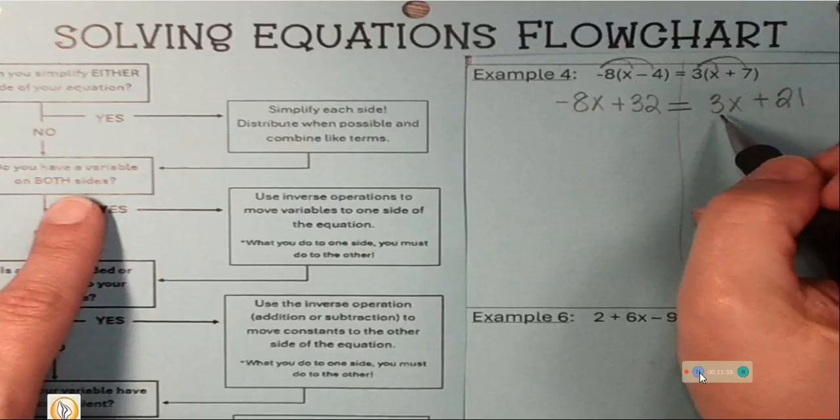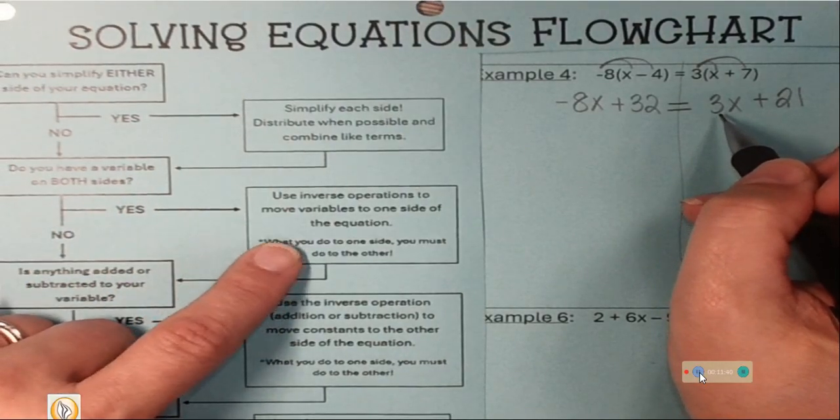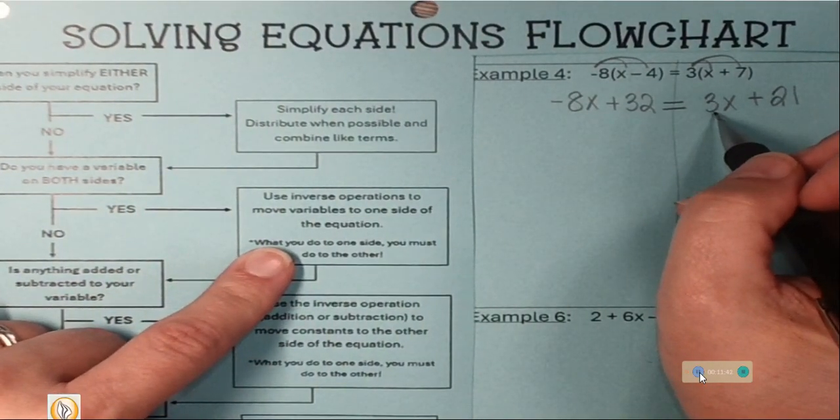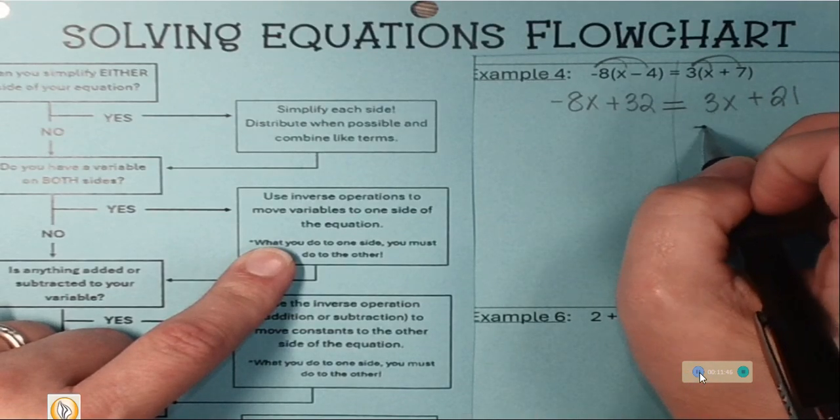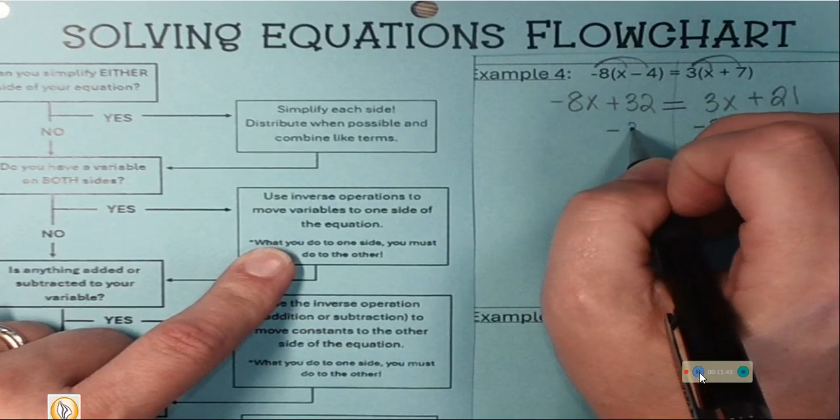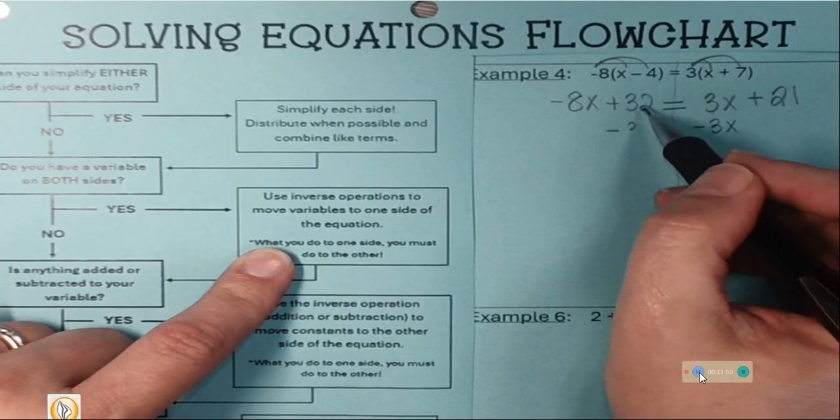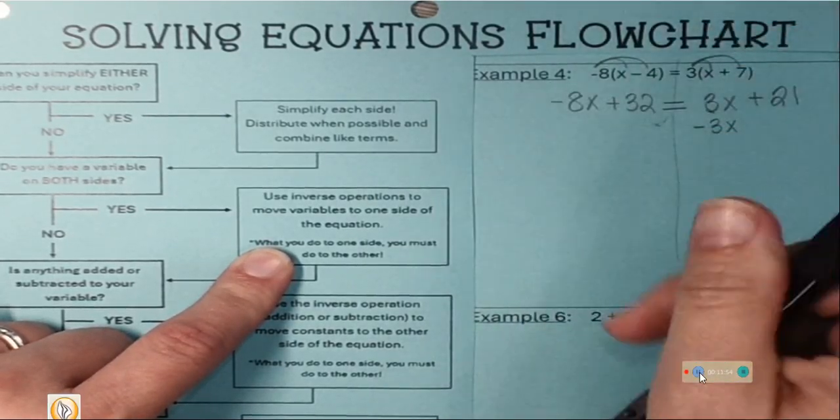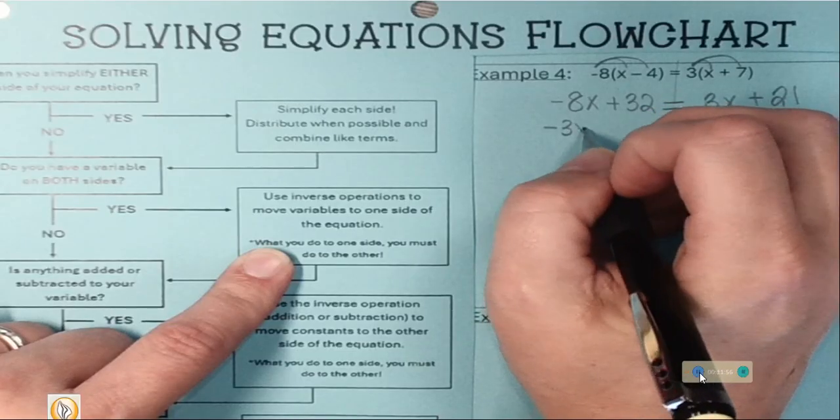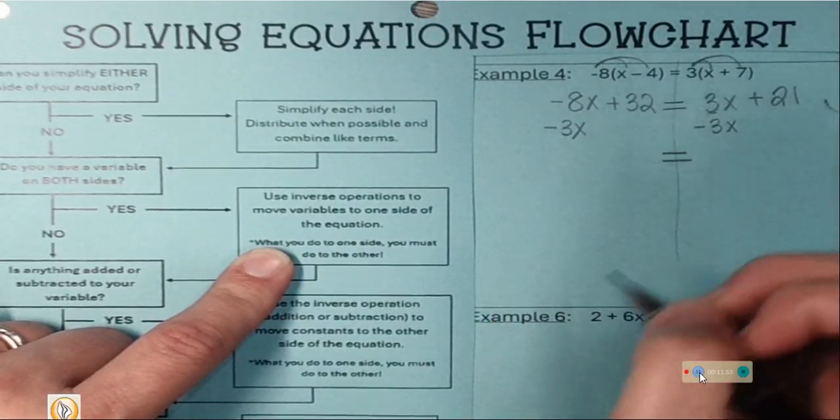So I'm going to take this variable, and because I have variables on both sides, I'm going to use the inverse. What is the inverse of a positive 3x? I'm going to minus 3x to both sides. Oop, not there. Why am I not going to put it here? Because those aren't like terms. I'm going to put it right here with its like term. Bring down my equal sign.